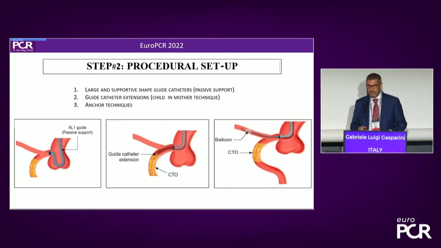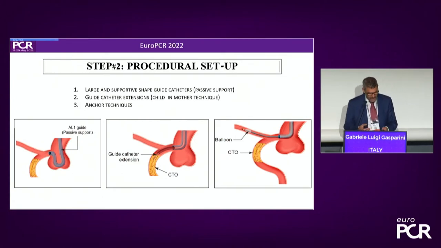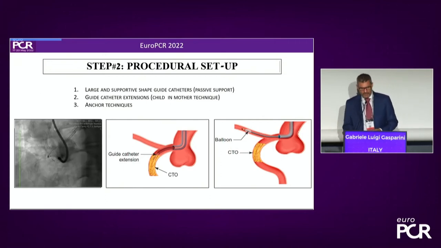Then the second step is to start with the highest support possible. So the procedural setup is very, very important in dealing with the calcified CTO. Starting with large and supportive shape guiding catheters could be very useful because they provide great passive support, such as, for example, the Amplatz Left for the right coronary artery.